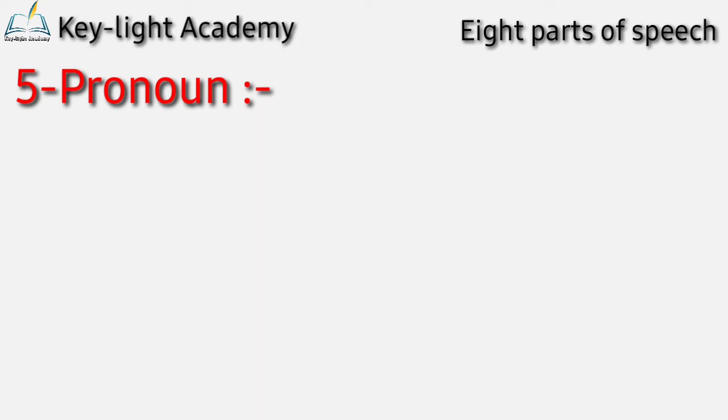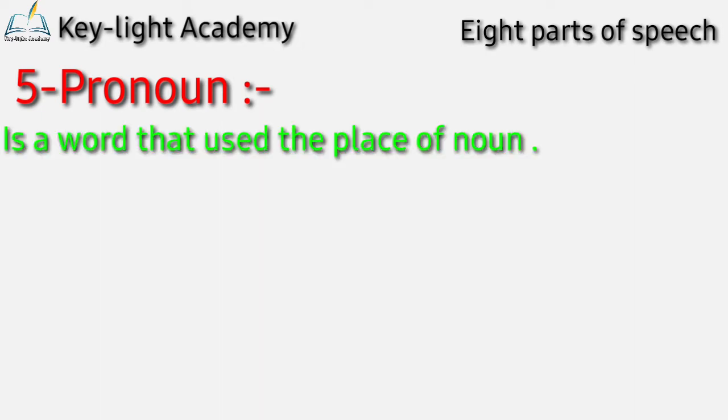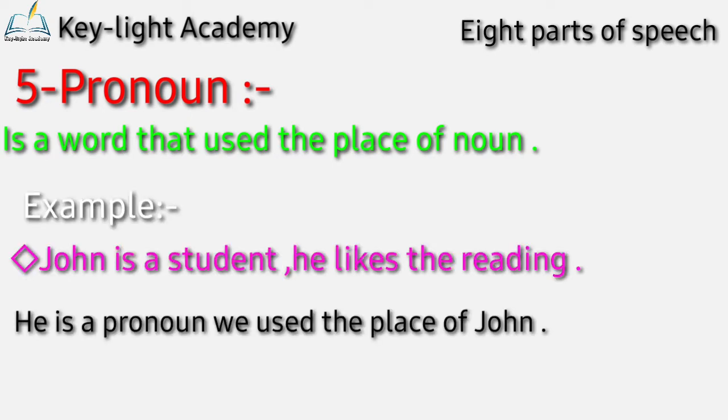Pronoun is a word that is used in place of a noun. When we mention a noun, we don't repeat the noun again, so we use the pronoun. For example, John is a student, whether at Kailat Academy, high school, or university. Then we say that John likes reading, so we use he. We did not repeat the name John, but we used the pronoun. He likes reading. He is a pronoun, used in place of John.